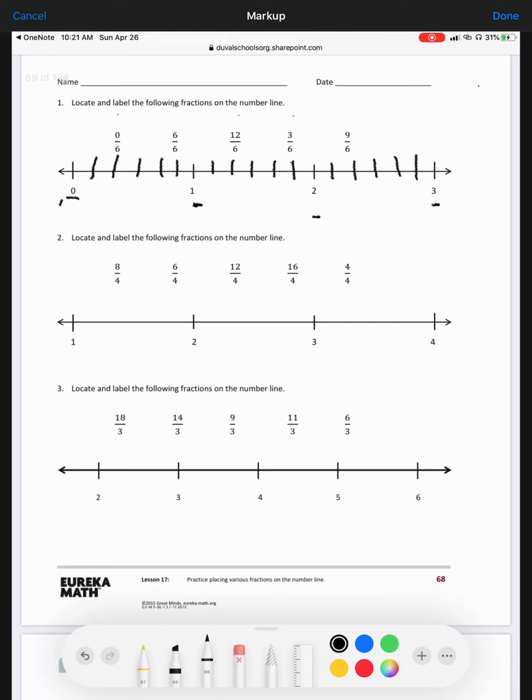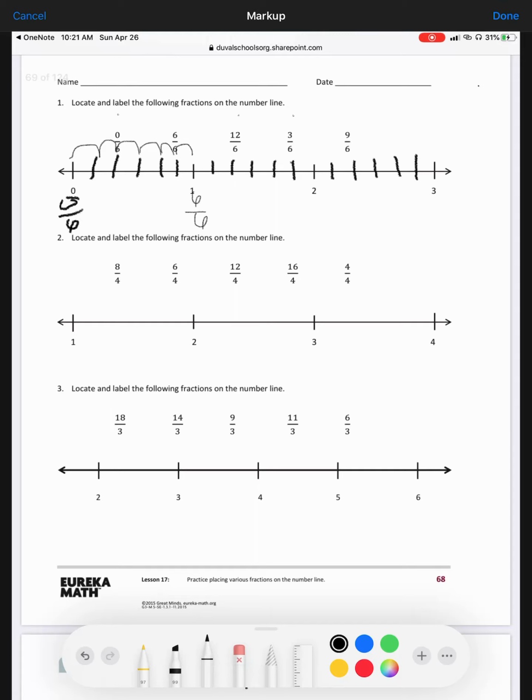0 out of 6 pieces. 6/6. Well, I know that 6/6 is the same as 1, but if I didn't, I could just count the jumps. 1, 2, 3, 4, 5, 6. So this is 6/6.